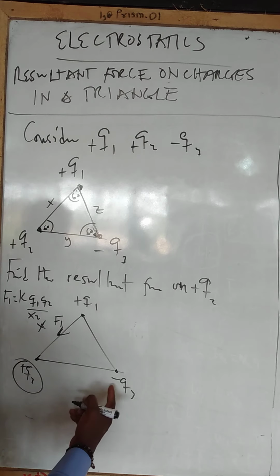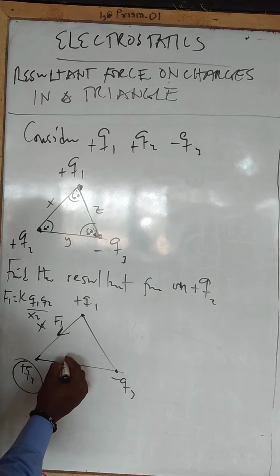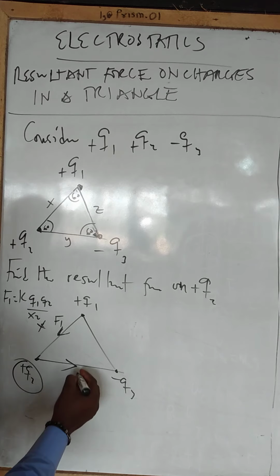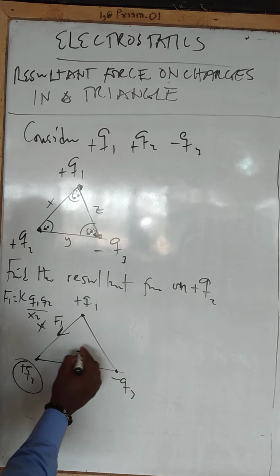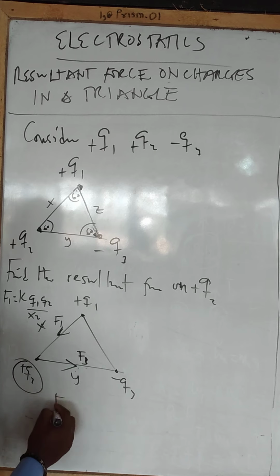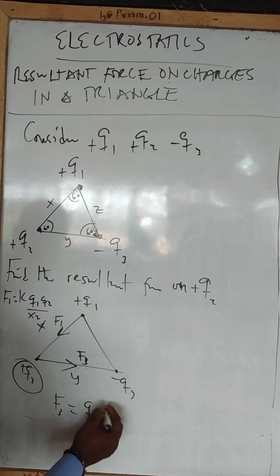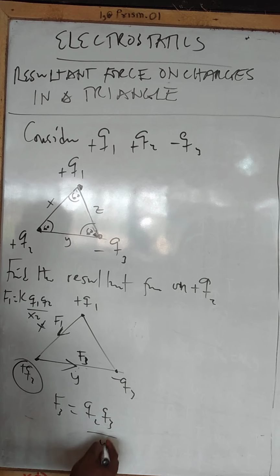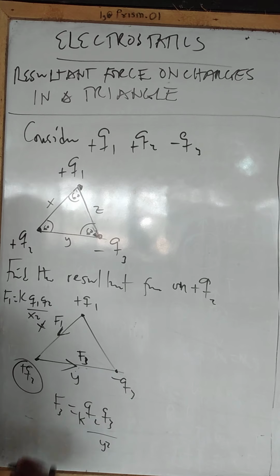Good. Now let us look at what this is doing. This is also attracting it. So this is causing an attraction. So let me call this force F3. Now the distance here is y. So F3 is going to be equal to k Q2 Q3 all over y squared. Now remember, the negative sign is just helping us to indicate the direction of the force. Now the aspect which is more important, which I want us to be straight on, is how to get the resultant force.